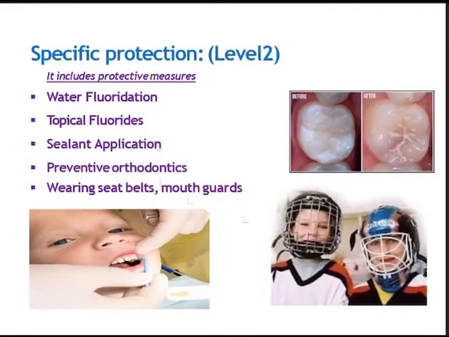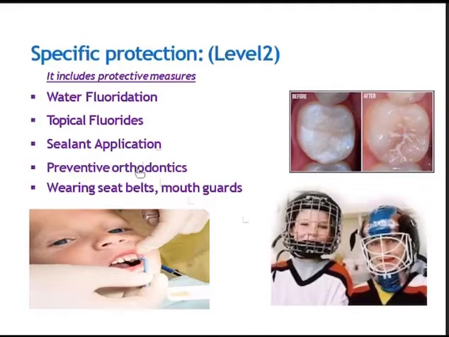Sealant application, pit and fissure sealants. These are called sealants. Can you see here? These are called pit and fissure sealants. They are applied especially to the molars and premolars to protect them from dental caries. They protect only against dental caries. They do not protect against periodontal disease. Understood? That is why it is called specific protection.